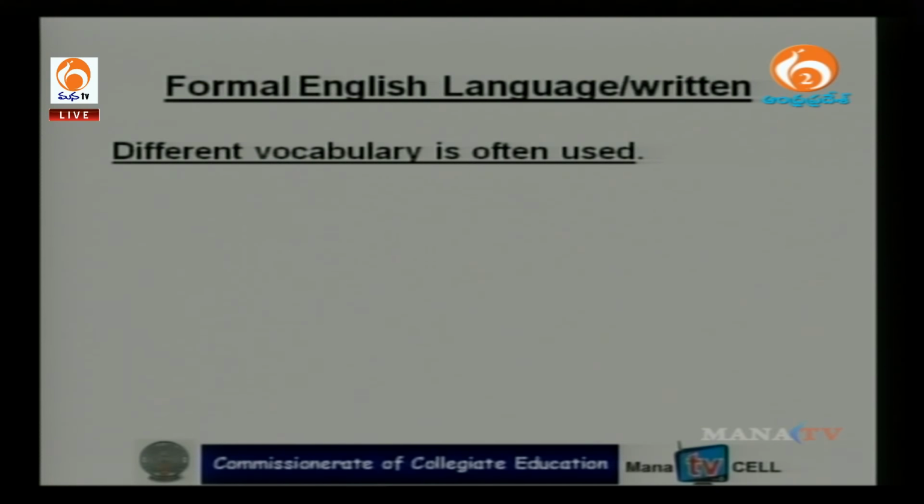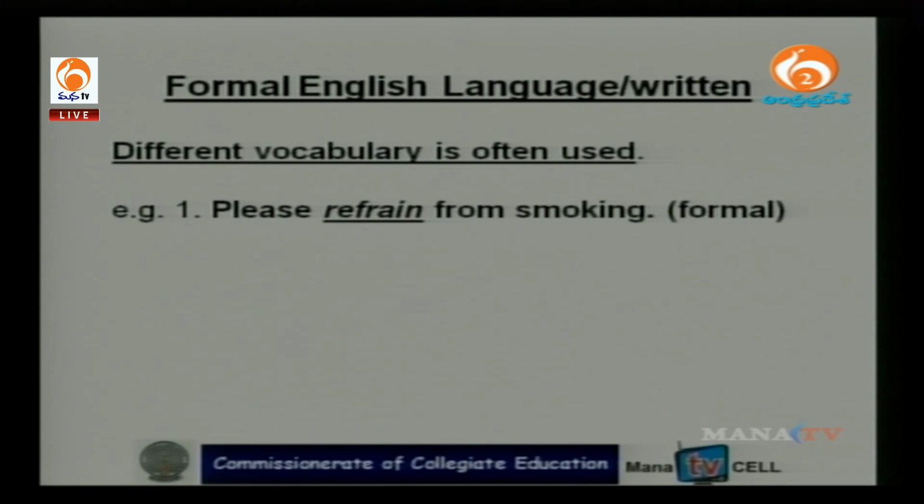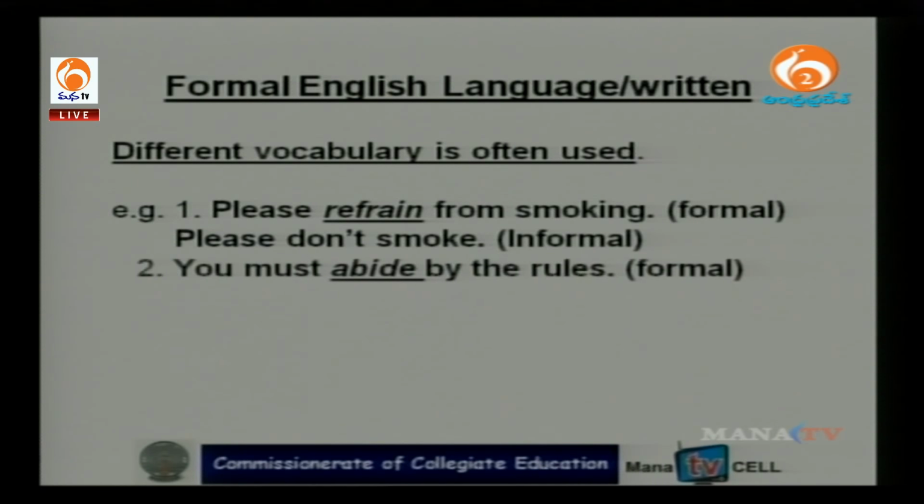Different vocabulary is generally used in formal language. Here, please refrain from smoking is formal, whereas please do not smoke is informal. Here the word refrain is somewhat difficult to understand for a layman or even not very well educated students. So, we have to know the difficult vocabulary, then only can we understand formal language, otherwise we find it somewhat difficult. But a layman and an ordinary man can easily understand please do not smoke. So, when we say the second kind of sentence, generally anybody can easily understand.